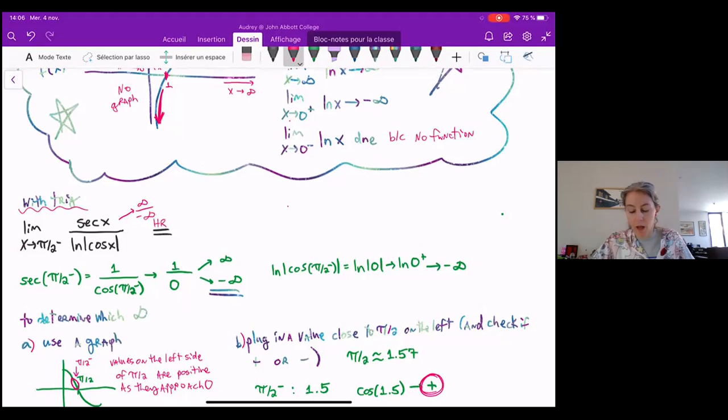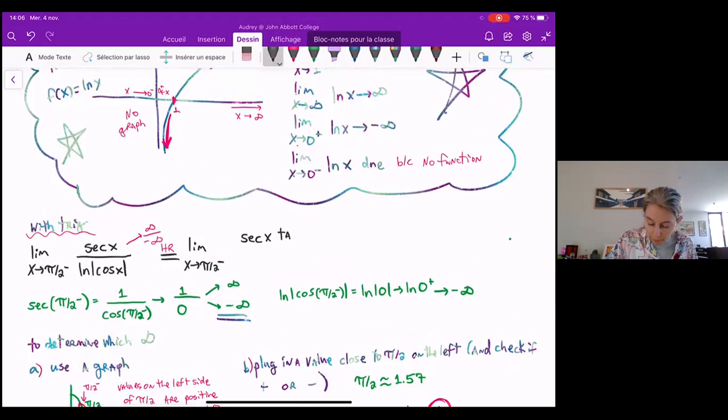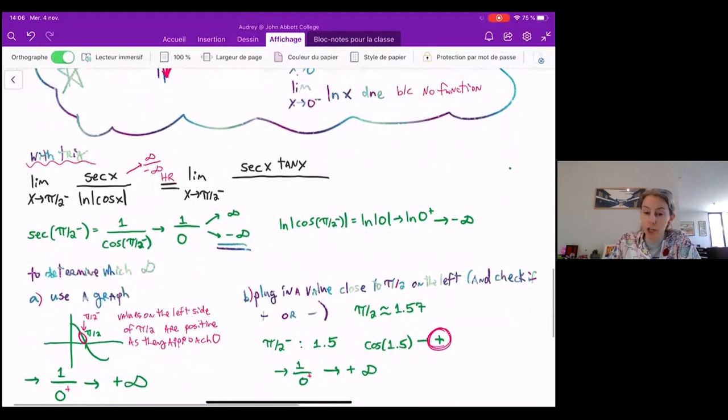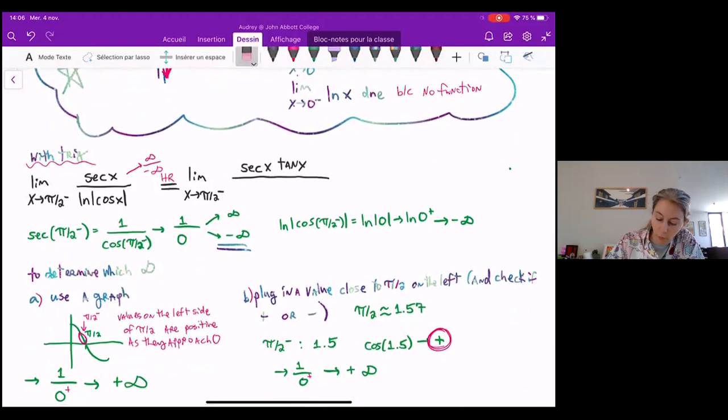So L'Hopital's rule says the limit as x approaches pi over 2 from the left, the derivative of the top, so I need to know the derivative of secant is secant x tangent x, over the derivative of the bottom. So the derivative of the bottom here, this is a ln, so we're going to be using our chain rule with ln. So I'll remind you guys of that in just a second. So I put cosine of x on the bottom, and on the top I'll put the derivative of cosine x, which is negative sine x.